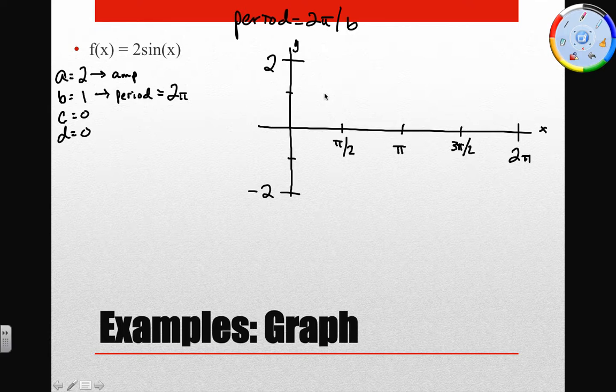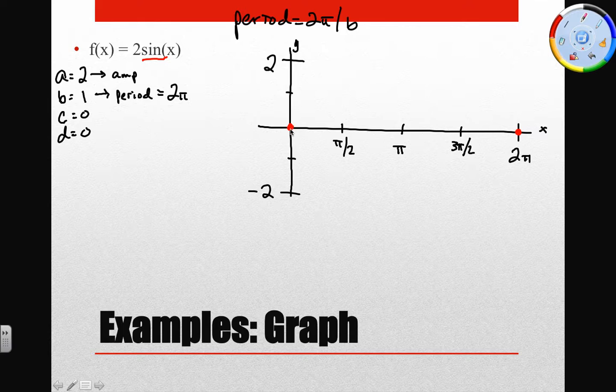Now, I'm going to do this in my method, so follow along here. I'll do the second way as well. I'm going to say, okay, this is a sine function. I know normally sine starts at 0, 0. Since there's no phase shift and no vertical shift, I start at 0, 0. Now, if you follow along on my method, I start at 0, 0, and I have to end one full period away at the same spot.